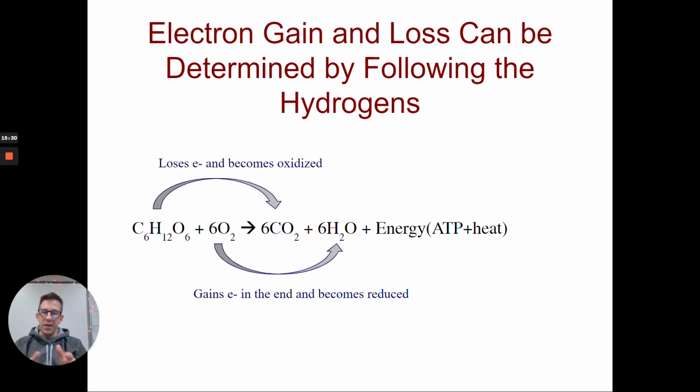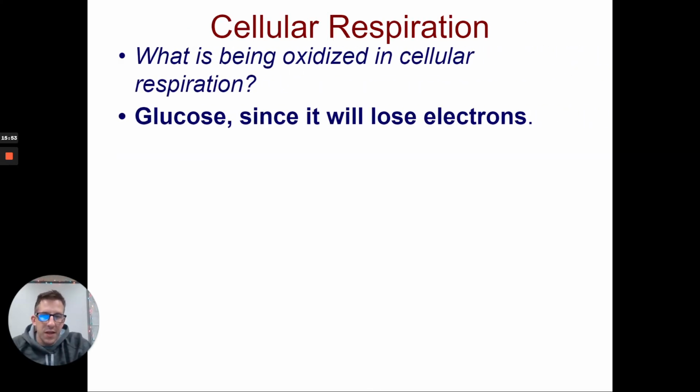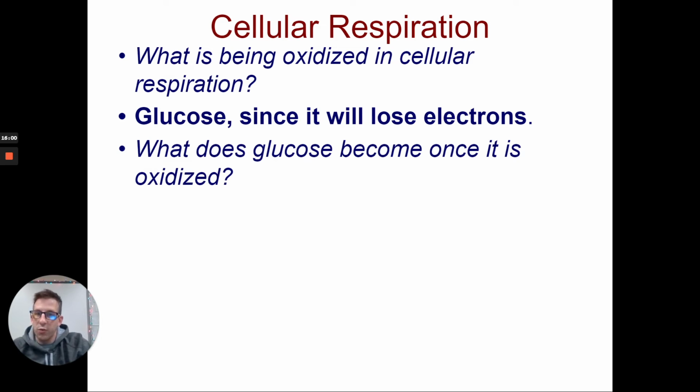So by looking at this diagram, we can track the electrons by tracking the hydrogens, and we can tell what is being oxidized, which is glucose, and what is being reduced, which is oxygen, because one thing, glucose, loses those electrons, and the other thing, oxygen, gains those electrons. Okay, so again, just to review, what is being oxidized? Glucose, since it will lose those electrons, it will lose those 12 hydrogens, and then we can ask what does it become once it becomes oxidized?